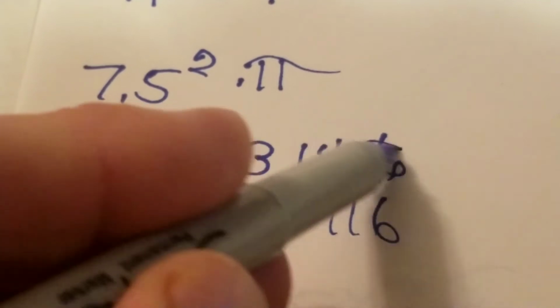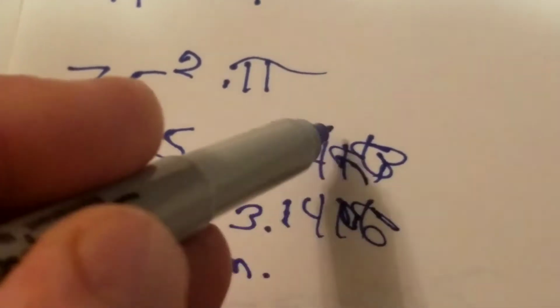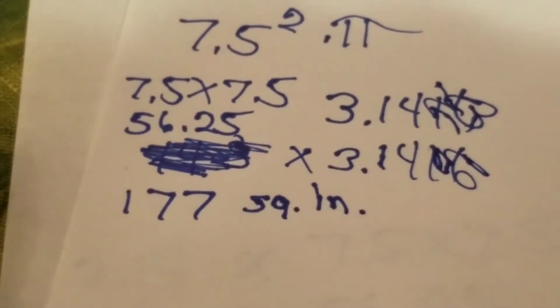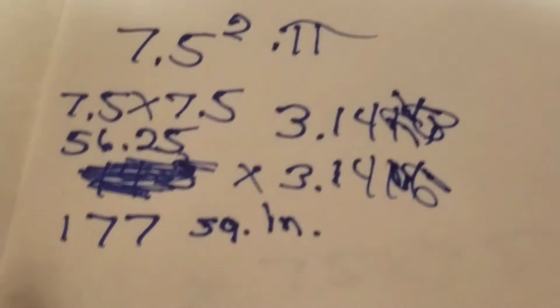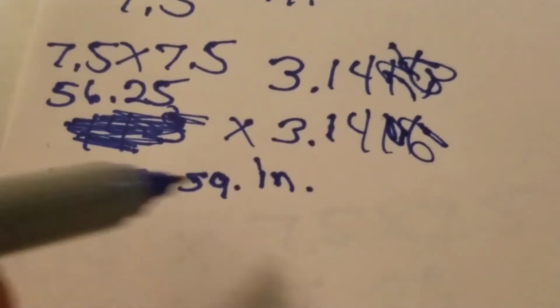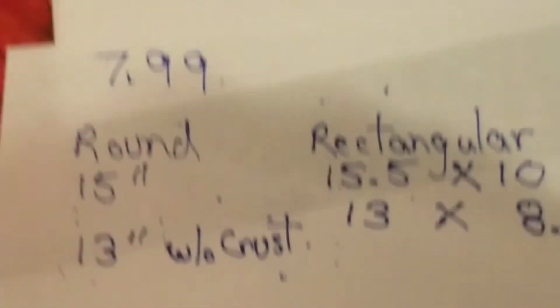We're just going to use the 3.14. We don't need to be that exact in this because my measurements aren't that exact anyway. So that comes out to 56.25 times 3.14, which is 177 square inches. So that's our round pizza.